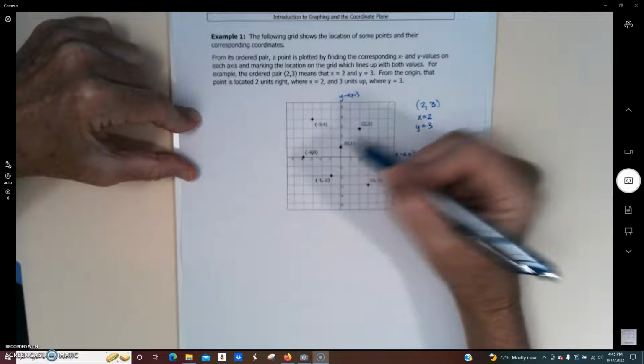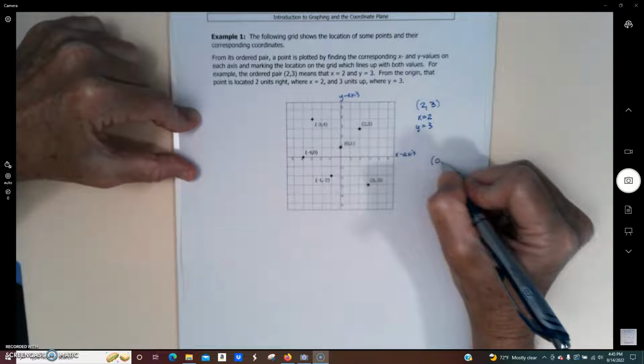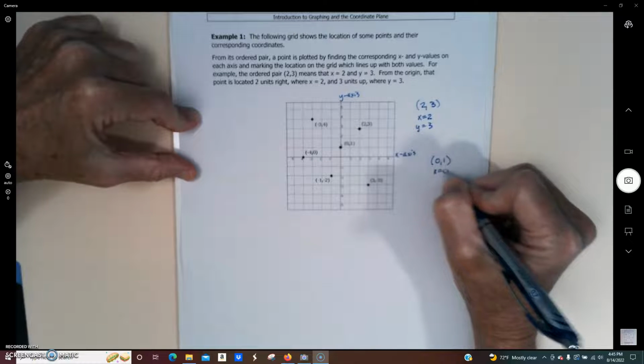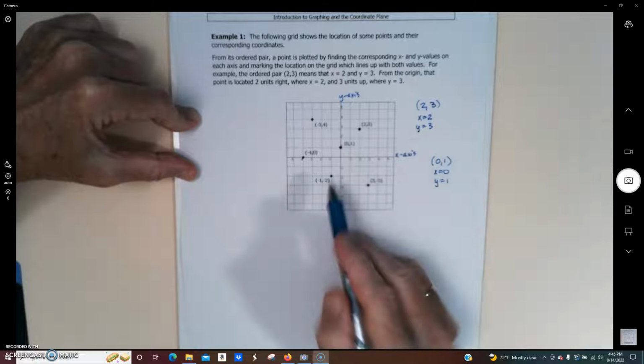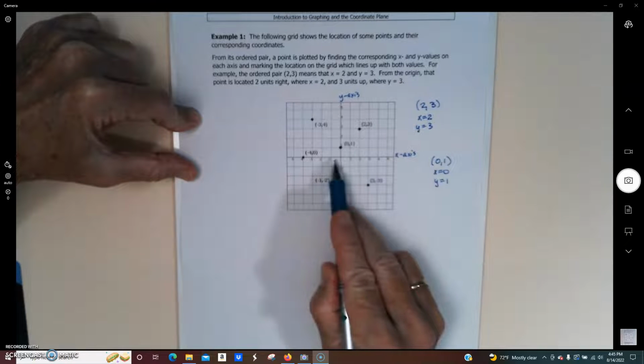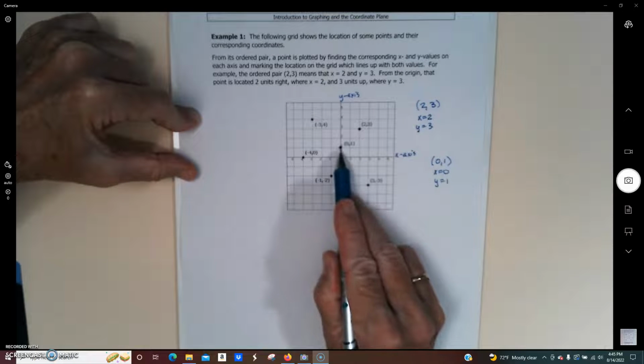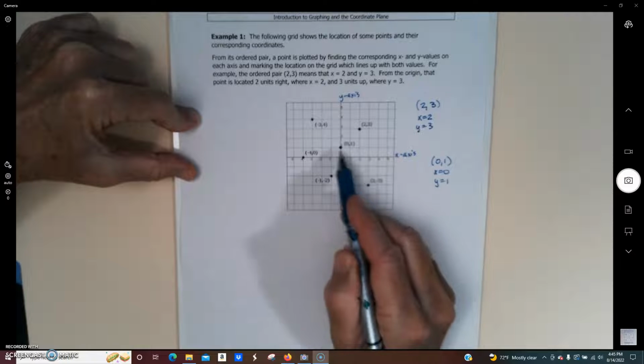The point 0, 1 is on the y-axis. X is 0, y is 1. The x value goes neither to the left nor the right. It's at x is 0, and the y value is 1.